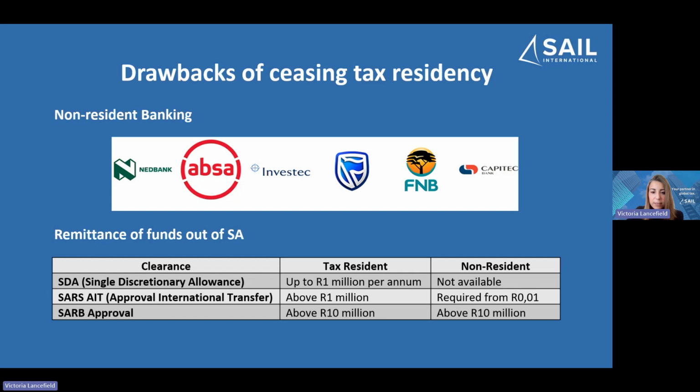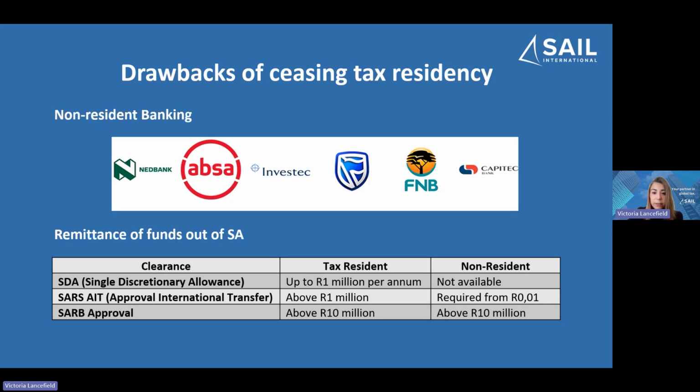South African tax residents are subject to an allowance of up to R1 million per annum when transferring funds abroad. This is commonly known as the Single Discretionary Allowance, or an SDA. Non-residents, on the other hand, are obliged to obtain an approval for international transfer clearance PIN, known as the AIT, for remitting any amount of funds from South Africa. This applies to all fund transfers, regardless of the amount, from the first cent.